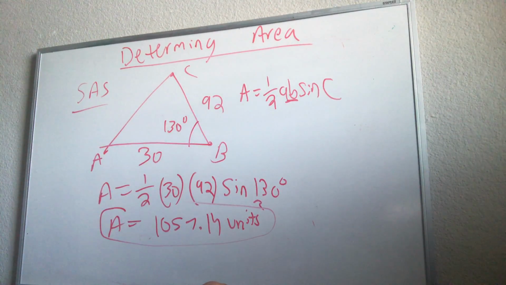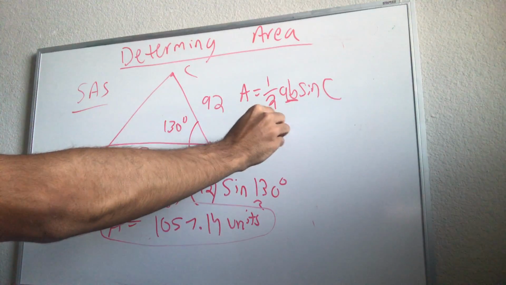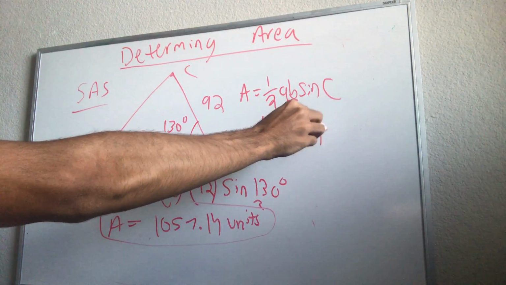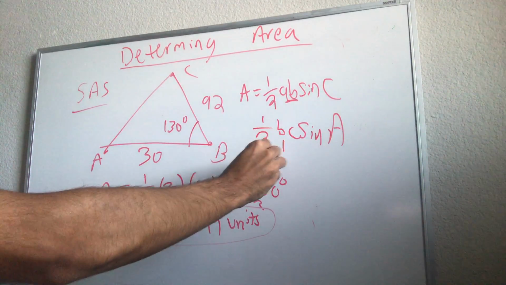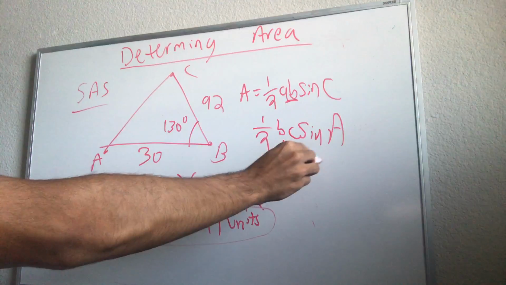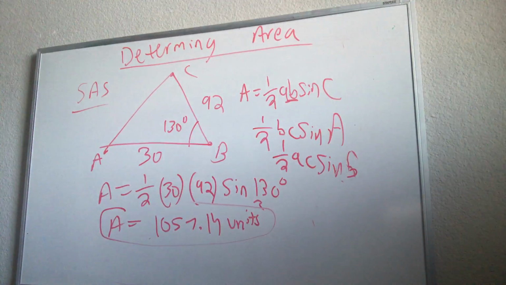So the formula is area equals half times A times B times sine C. Obviously, it could be half times B times C, and then you would have sine of A. You can really have any combination. You could have half times A times C, and then you would have sine of B. It's just that the angle is going to be located between the two side lengths that are given to you. So that's the formula for determining the area, again, using your sine ratios. So thanks for watching.